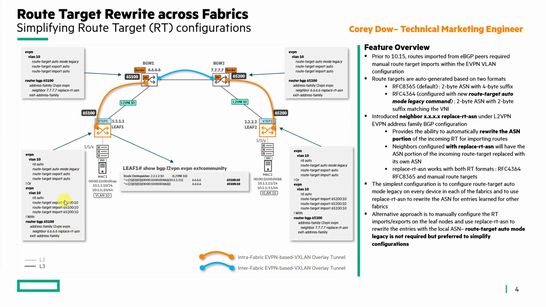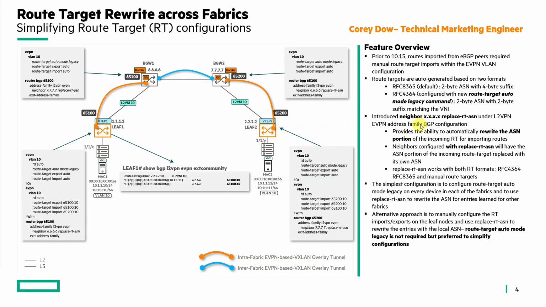the configuration. So route targets, when they're auto-generated, are based on two different formats as defined by two RFCs. RFC 8365, which is the default, has a 2-byte ASN prefix with a 4-byte suffix. And then there's also RFC 4364, which is configured with the new route target auto mode legacy command, which has a 2-byte ASN with a 2-byte suffix matching the VNI. You can see an example of what that looks like here with RFC 4364. So that's that format. We'll see the other format in an upcoming slide.